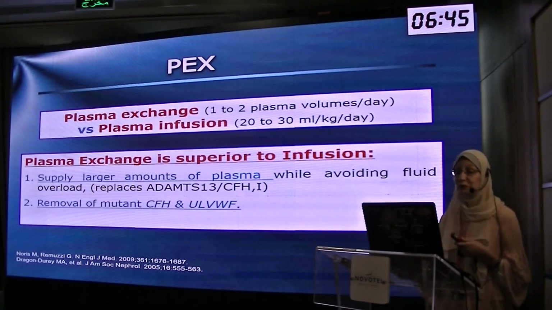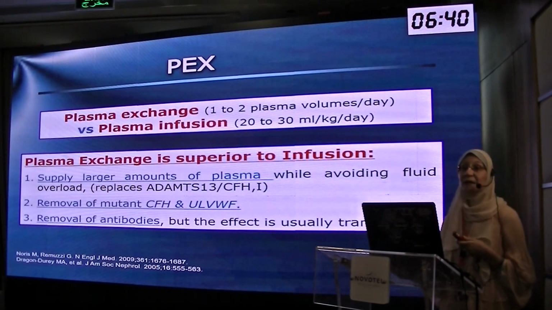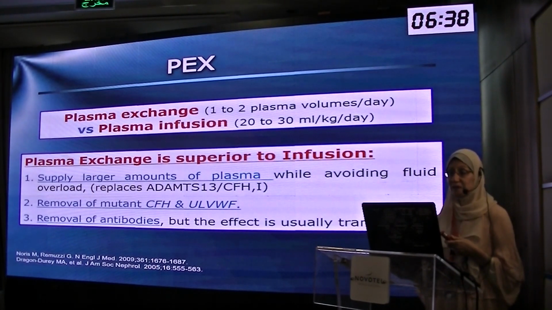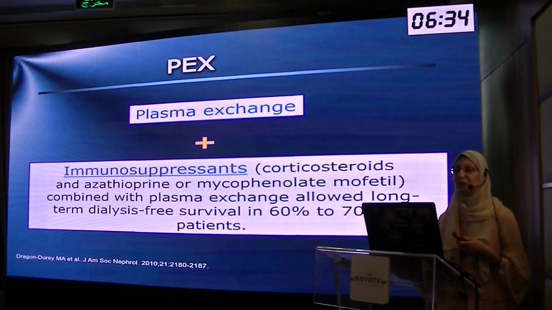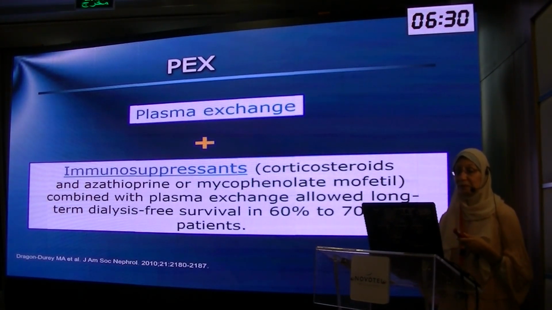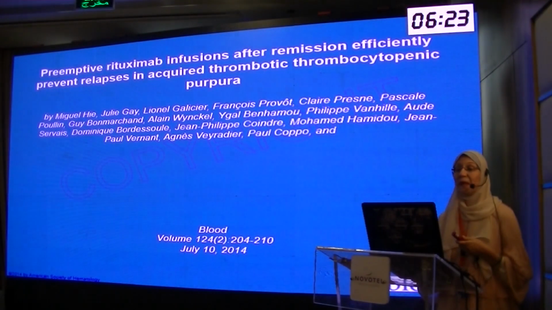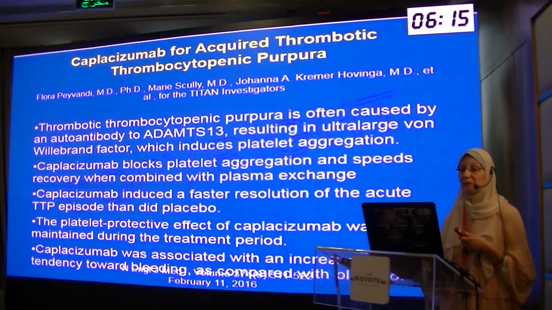It removes the mutant complement factor H and ultra-large von Willebrand factor, and it removes antibodies in the secondary causes, but the effect is usually transient. For this reason, you give, with the plasma exchange, immunosuppressive medications like steroids, azathioprine, mycophenolate mofetil, and this allows long-term dialysis-free survival in 60 to 70% of the patients. There are also studies on rituximab. It's used after remission to prevent relapse and also in resistant cases, and it's very promising.